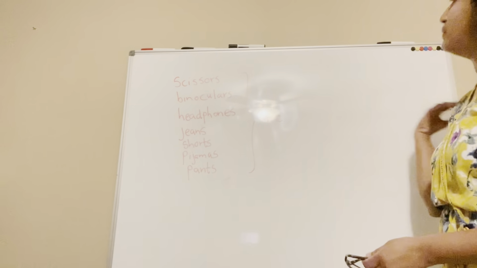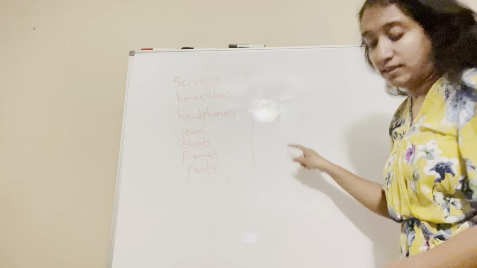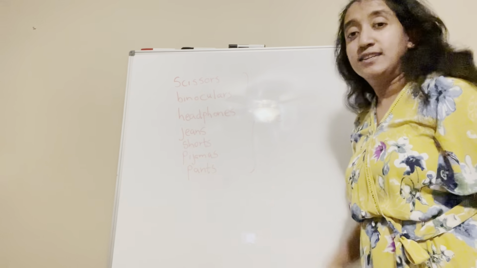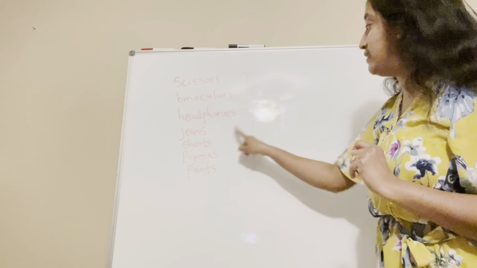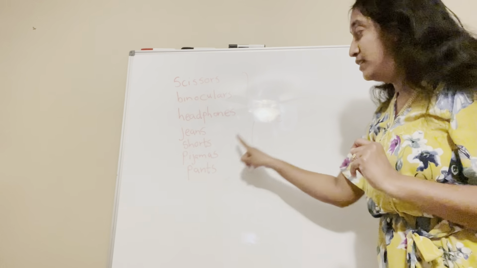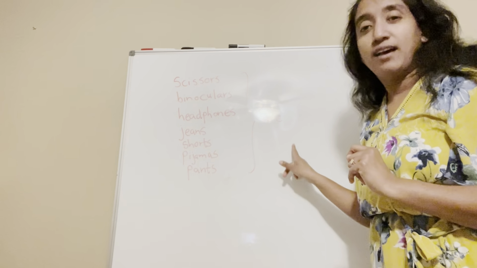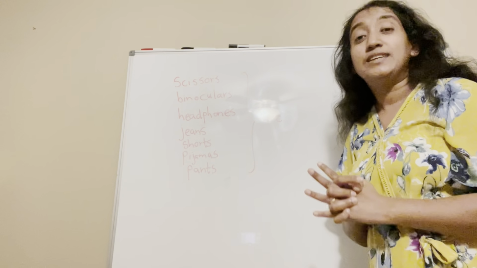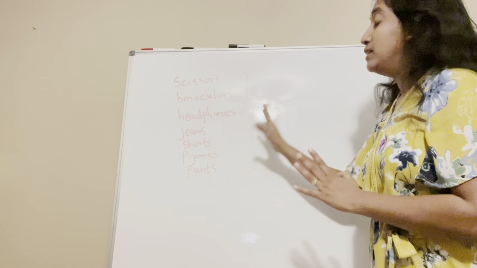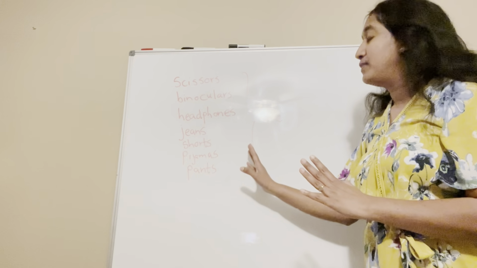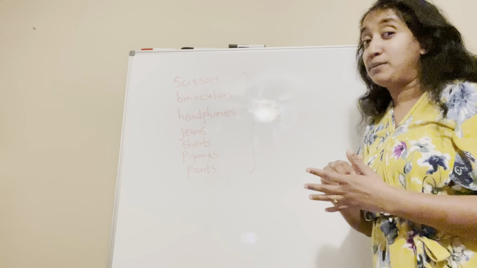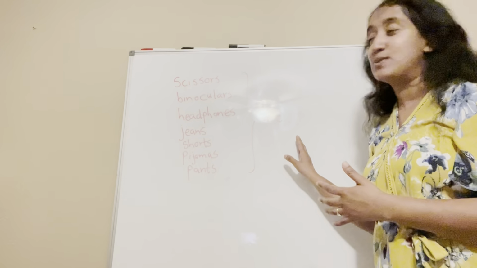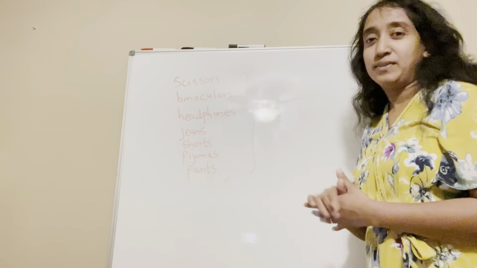So let's practice them again. Scissors are, binoculars are, headphones are, jeans, it has two legs, jeans are, shorts are, pajamas are, pants are. So when you use these words in a sentence, please don't get confused. Please think about them, because these words have two linking parts. So we always consider them as plural, and please use the verb are with them. Scissors are.